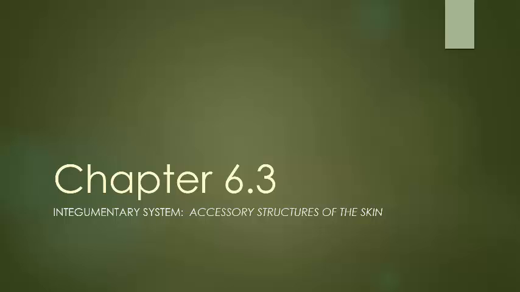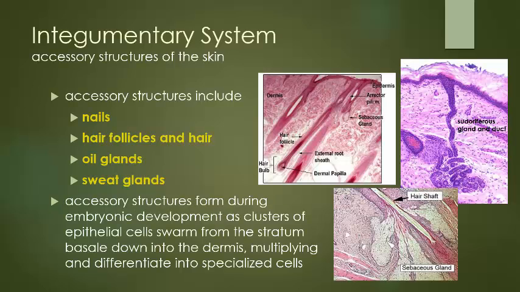Alright, so now we're ready to talk about the accessory structures of the skin. The accessory structures include the nails, the fingernails and the toenails, the hair follicles and the hairs that grow from them. And so I have here a picture of a hair follicle sliced, and this is the area where the hair grows, and then the hair grows up and comes out of the opening at the end of the follicle.